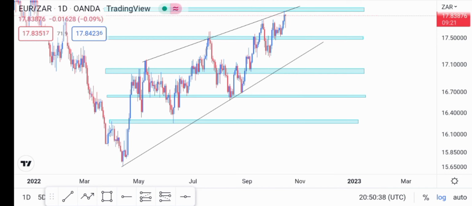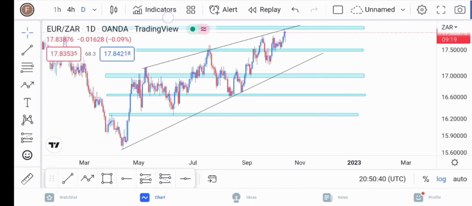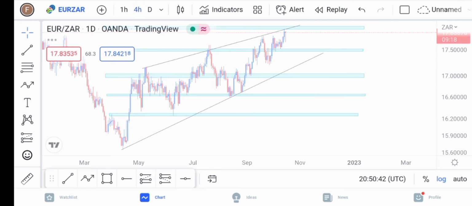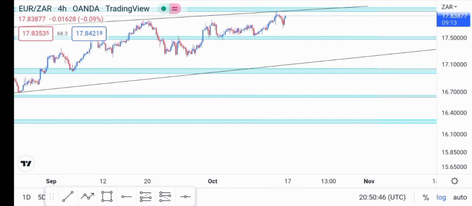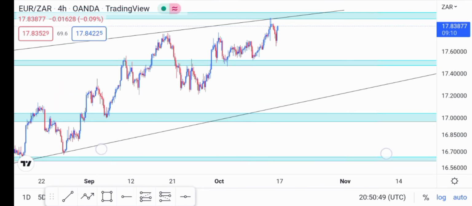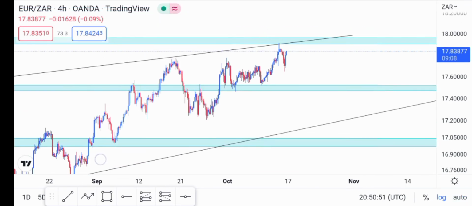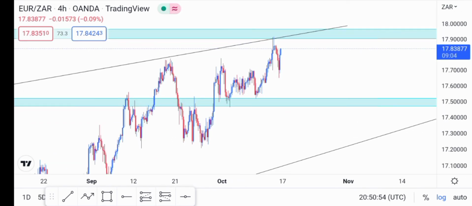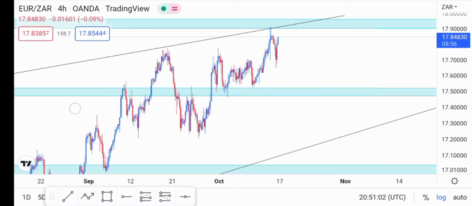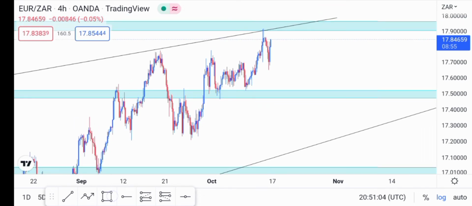Let us move to the forward time frame to see further. But by the looks of things, just watching on the daily time frame, I can see this is a beautiful sell setup, because Eurzar and USD, is it the USD ZAR or ZAR US? Yeah, USD ZAR is currently selling as well. So this is a beautiful kind of setup we have.